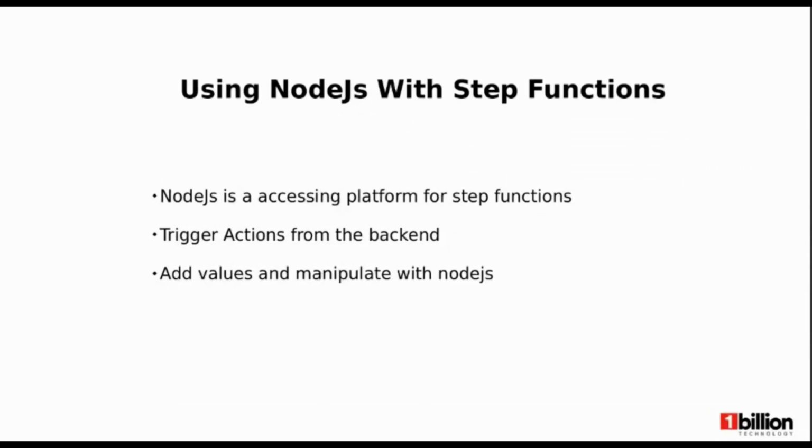So for these applications and processes that we discussed, when we create and deploy a step function, it lives on our AWS server, and we can use a Node.js backend to access and manipulate the values. So we can use a Node.js function to trigger step functions and manipulate values. This is an example.